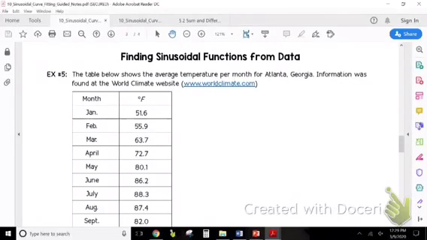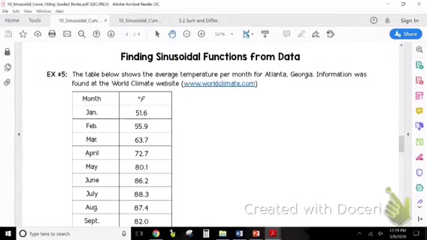All right, so example 5. The table below shows the average temperature per month in Atlanta, Georgia. Information was found at the World Climate website. You can read that. I can't. Well, you're not going to look it up anyway.